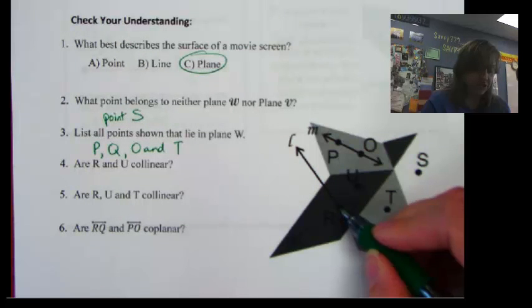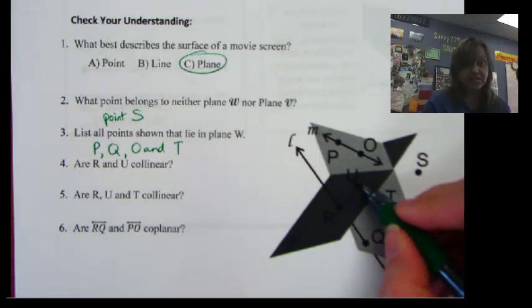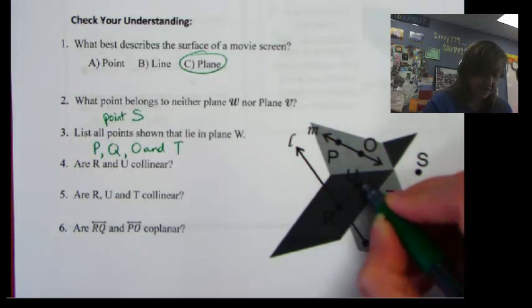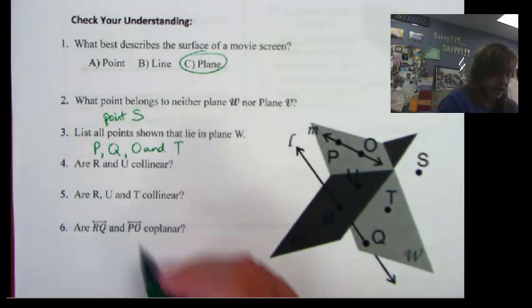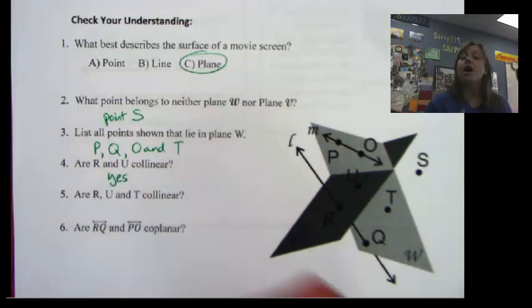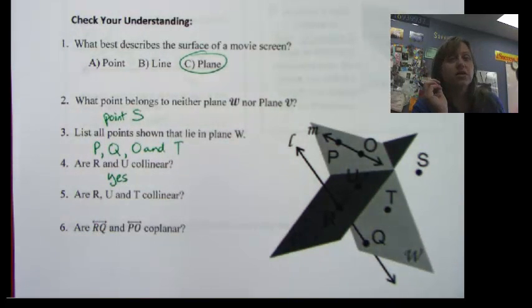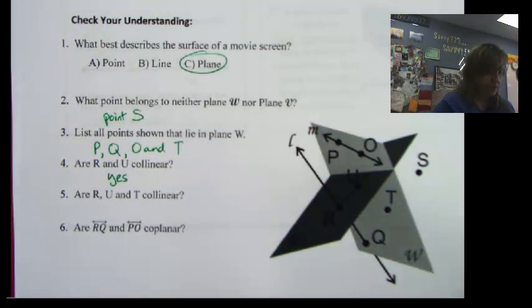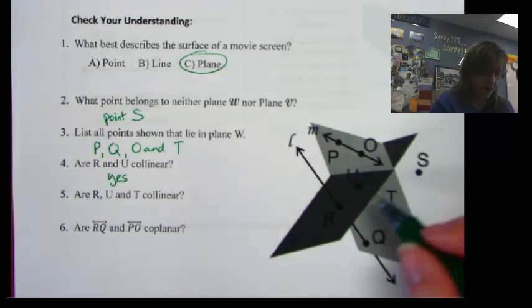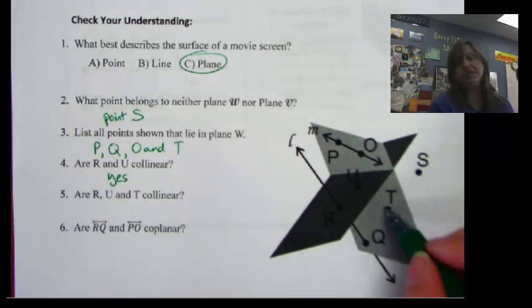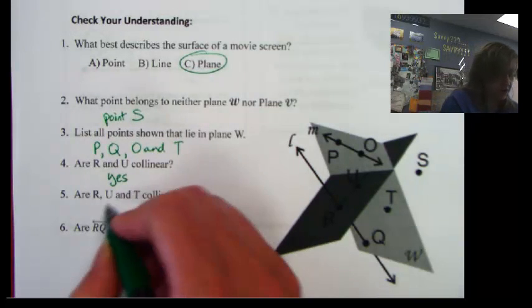Well, this is another trick question. Is there a line between them? Yes, it's just not drawn in, so you might have to draw that in yourself. I don't know how well you can see that on the video, but you can draw that line in, and they are definitely collinear. All sets of 2 points are collinear, because how many points does it take to give a line? Just 2. Are R, U, and T collinear? No, definitely not. I'm seeing that triangle shape. Those are non-collinear.